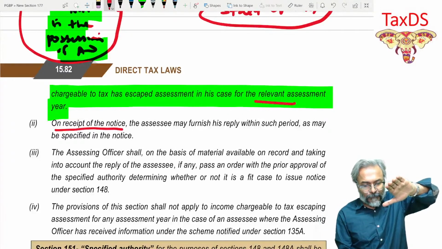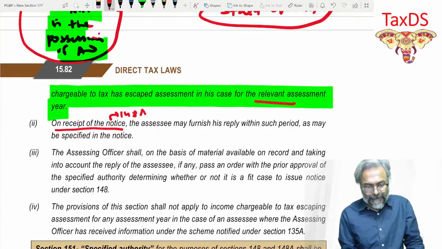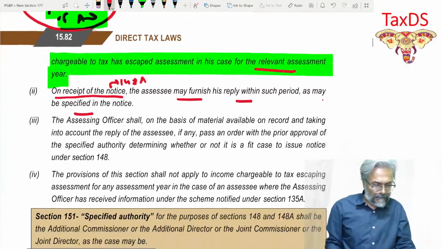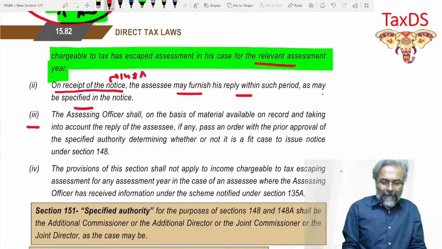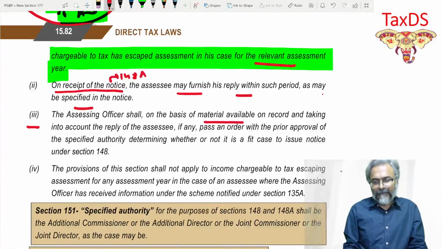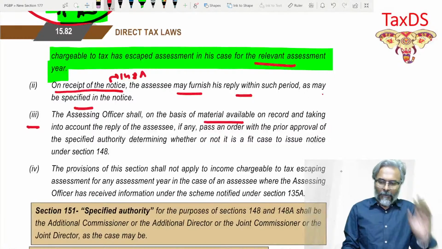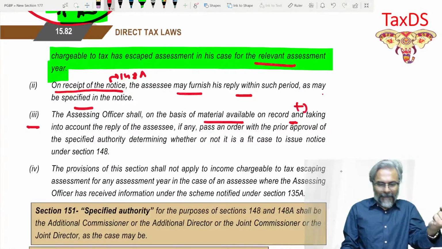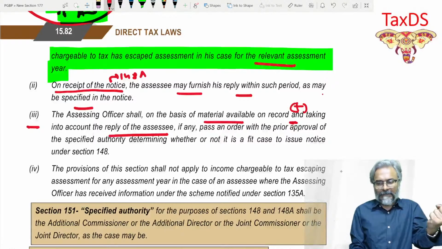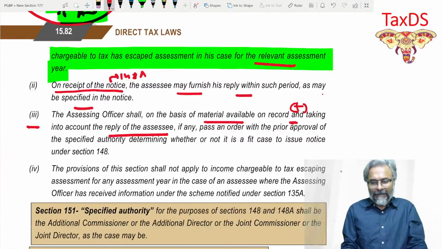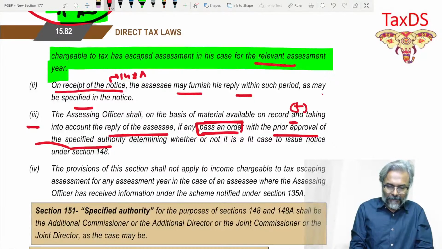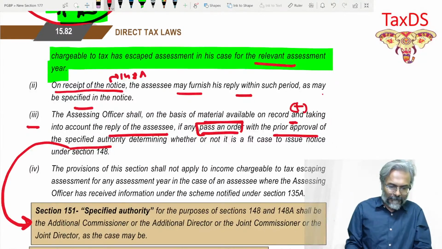So on the receipt of notice, which notice? Notice of 148A, the assessee may furnish his reply within such period as may be specified in the notice. Point number 3. The AO shall, on the basis of material available on record, so whatever the material that he has, plus what? And taking into account reply of the assessee. So material plus reply, he will pass an order with the prior approval of the specified authority. Who is the specified authority, students? These are the specified authority of 151.